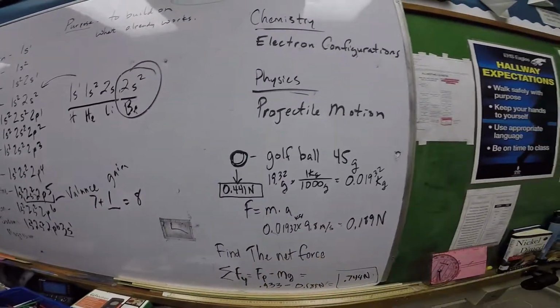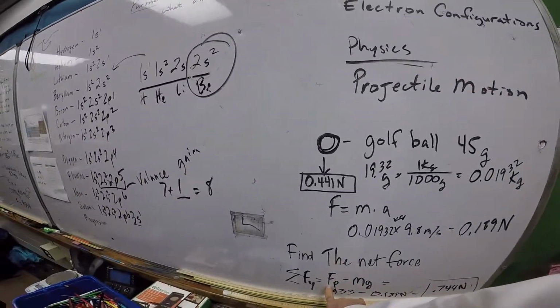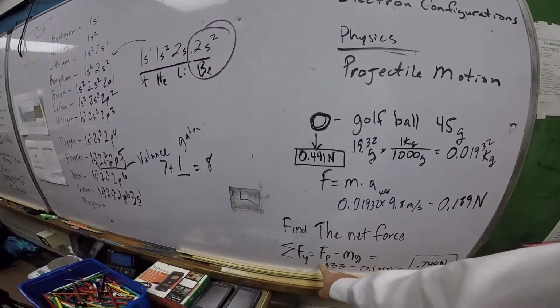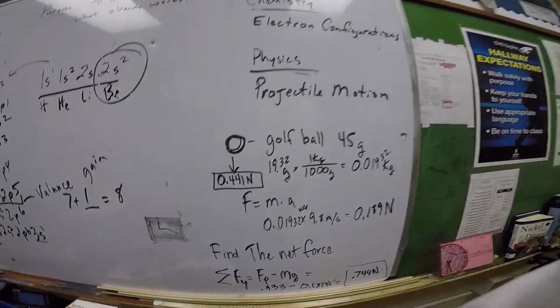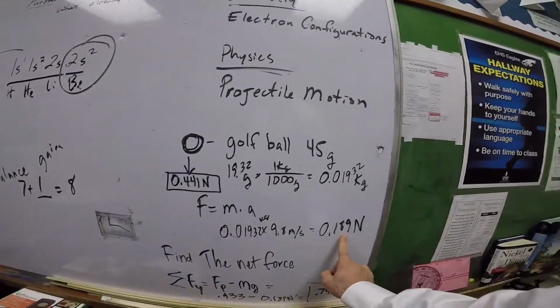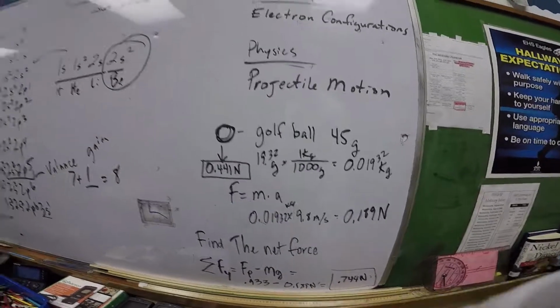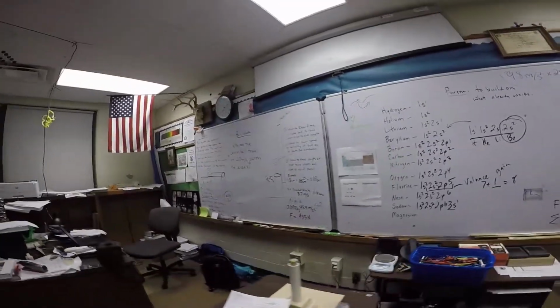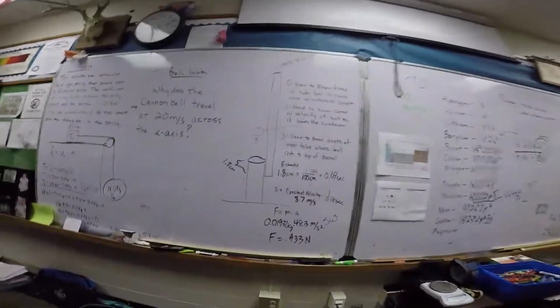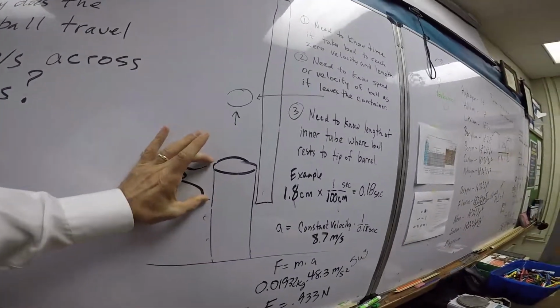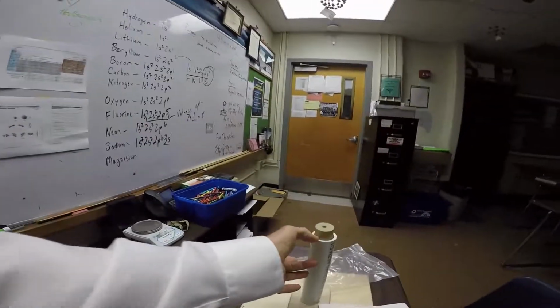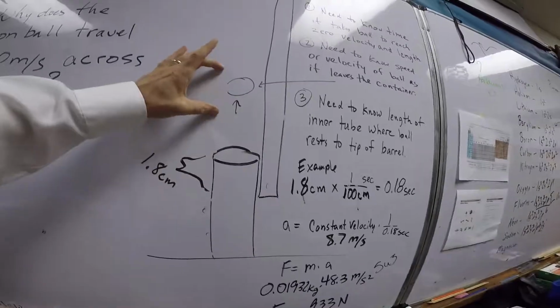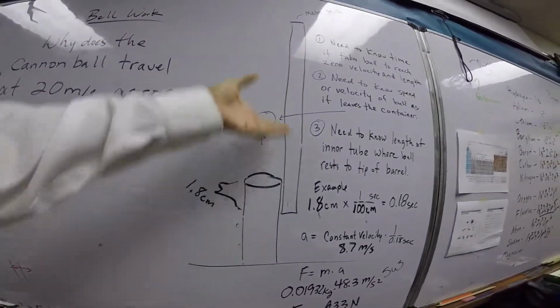So if we want to find the net force, we're going to take the force of the propulsion out of the cannon, which is 0.933 minus the net force, correction, the normal force, which is right here, and we get our net force. So I'm just documenting this, so if I ever do this again, it's a really good example of where the force occurs associated with the acceleration. So the acceleration only occurs inside of this container. Once it leaves the container, it's at constant velocity because there's no force then acting on it.